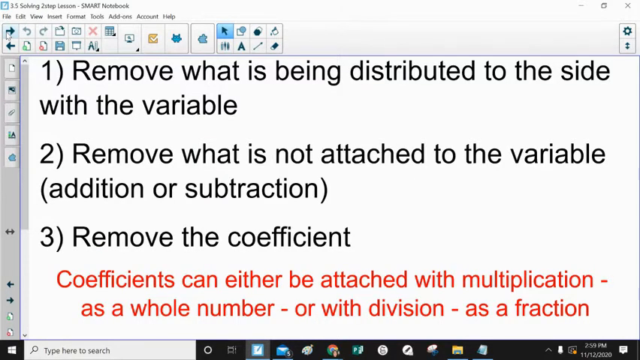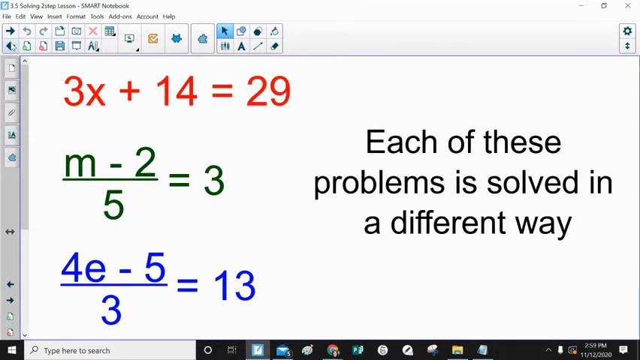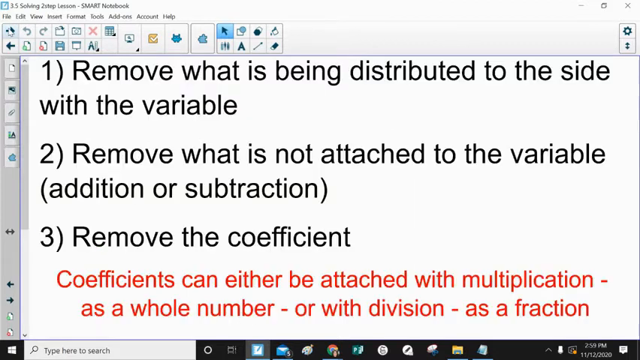What we want to do to isolate the variable is remove whatever is being distributed on the side of the equation where the variable is. Sometimes we distribute based on a denominator. Sometimes we'll distribute with a number outside of parentheses. We also want to remove whatever term is not attached to the variable. I mean, we want to remove the terms that involve addition and subtraction, where the variable is not involved in that term itself. We then want to remove the coefficient from the variable.